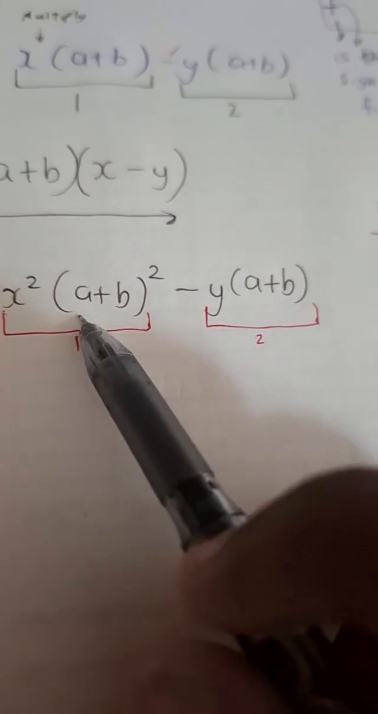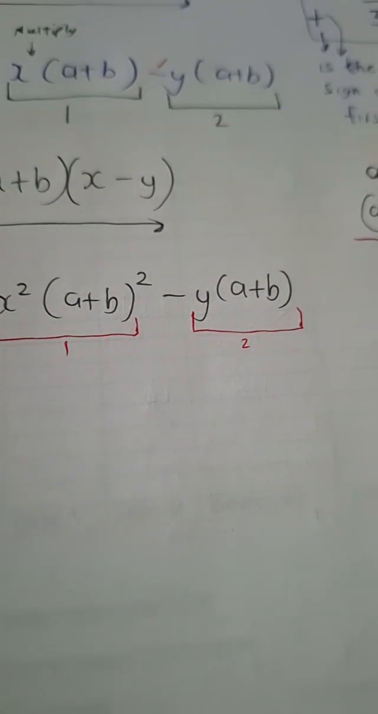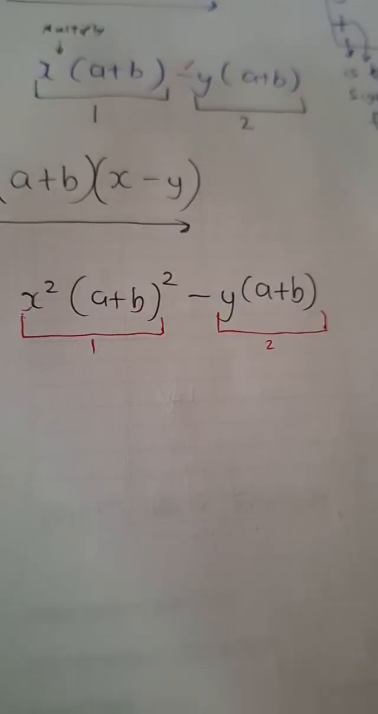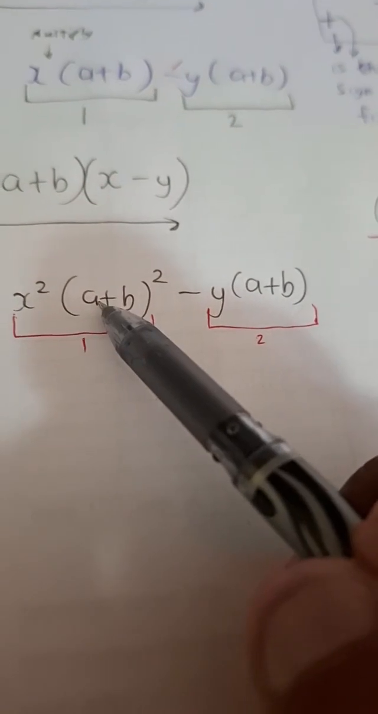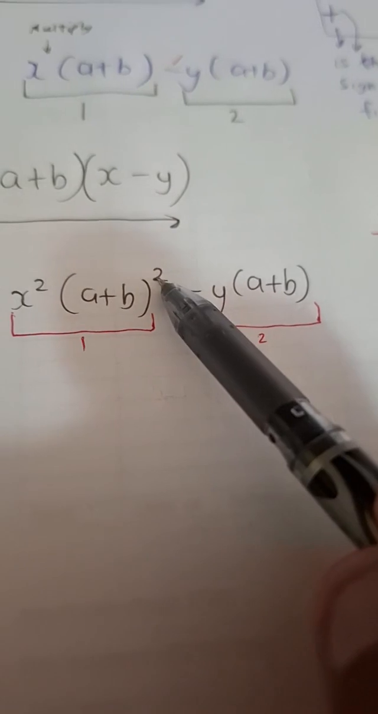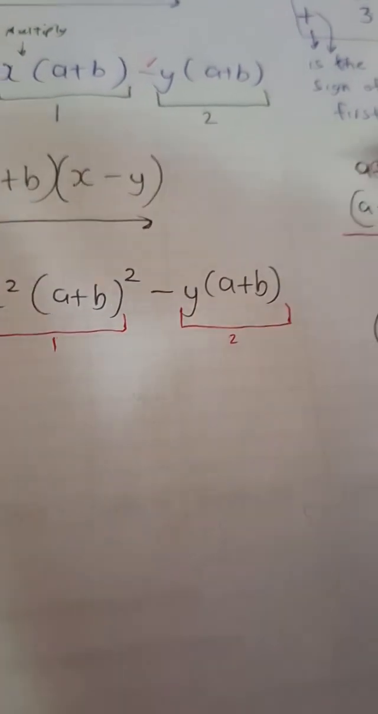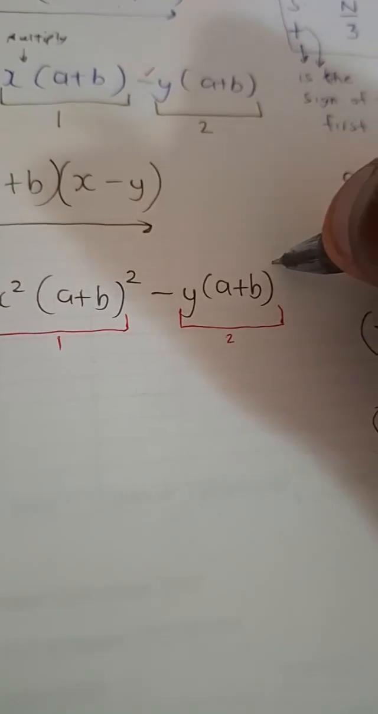Then the highest common factor variables, x squared and y, are not common. So we're not going to take out anything with x, and we're not going to take out anything with y. Let's look at the bracket. Ooh, a plus b, a plus b. Now that is common. But look at the exponent for this a plus b, it's 2. Look at the exponent for this a plus b, the invisible 1.